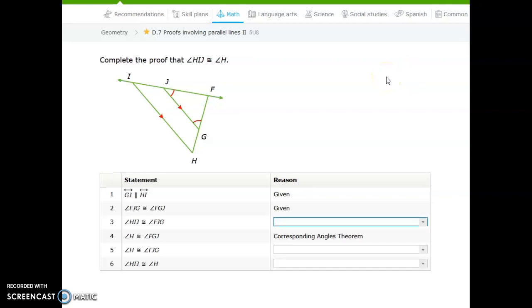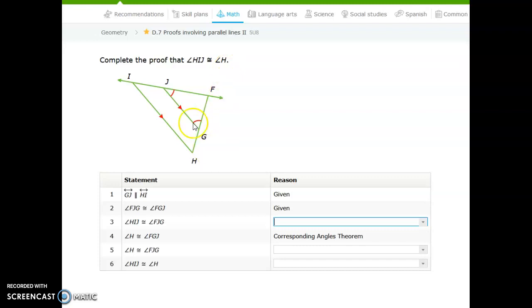Alrighty, in this video, we're going to look at D7, proofs involving parallel lines 2 for geometry. Let's take a look. It says complete the proof that angle HIJ is congruent to angle H. Okay, and we've got this figure here.